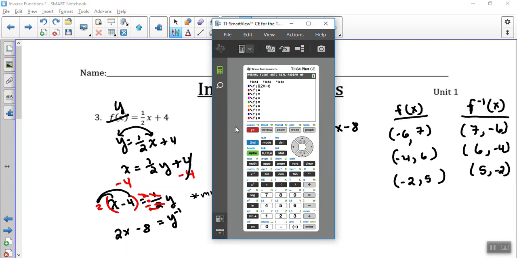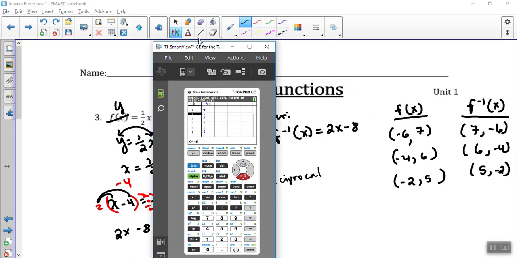What did I do wrong? Y equals 1/2 x plus 4. Go to my table. Did I write the right coordinates? Negative, oh, I did write this wrong. Negative 6 goes to 1, not 7. Why did I write 7? Which means that this is not 7, this is also 1. I think I fixed it.